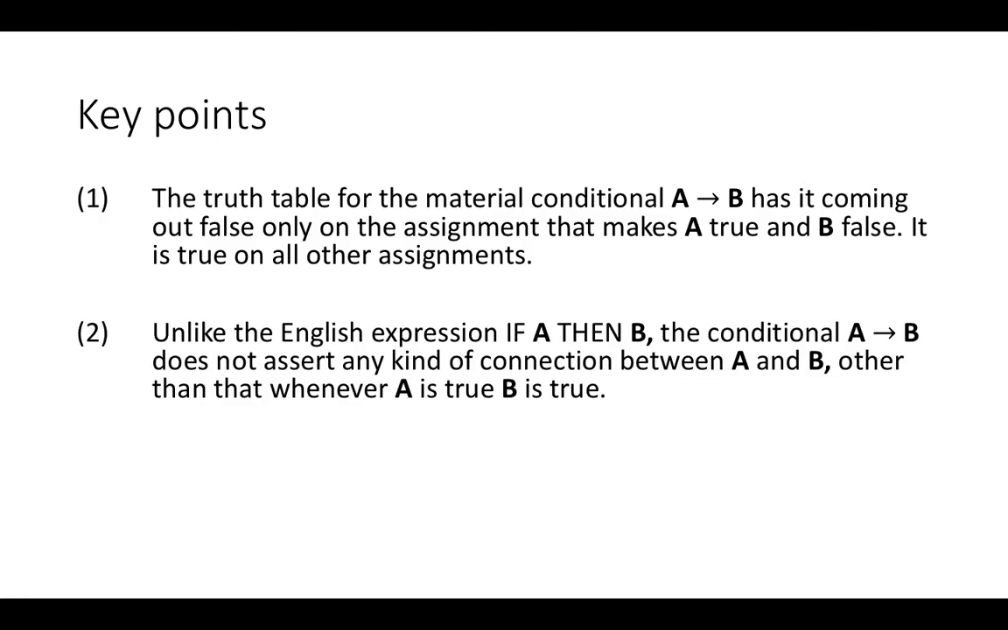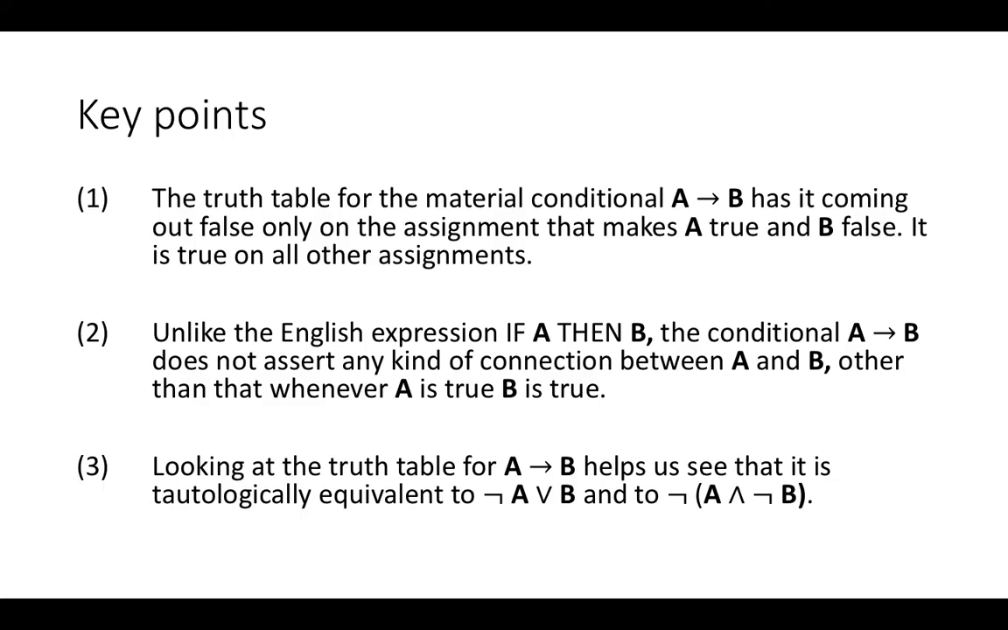Second, unlike the English expression if A then B, the conditional A arrow B does not assert any kind of connection between A and B other than that whenever A is true, B is true. And then third, looking at the truth table for A arrow B helps us see that it is tautologically equivalent to not A or B and also to not A and not B.